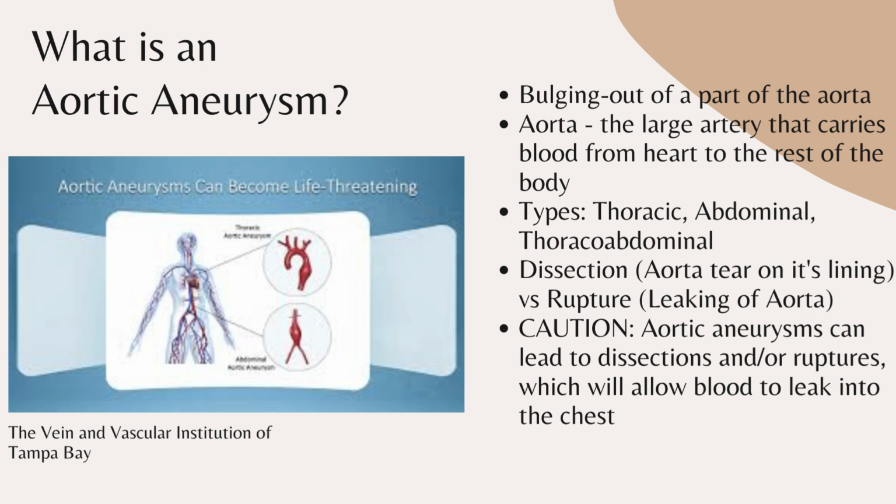Usually, when we have aortic aneurysms in patients, we see three different kinds. The most common that I've seen is abdominal, but we also have thoracic or in between thoraco-abdominal aortic aneurysms. We could also have an aortic aneurysm emergency, also known as an aortic dissection, which is when the aorta itself tears from its lining, versus an aortic rupture, which is just a leaking of the aorta itself.